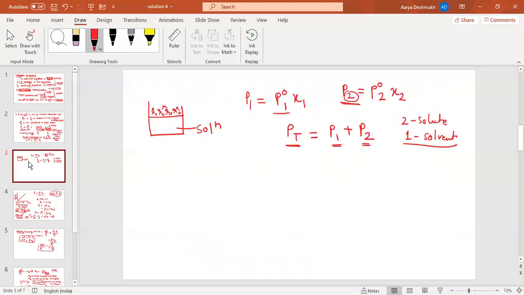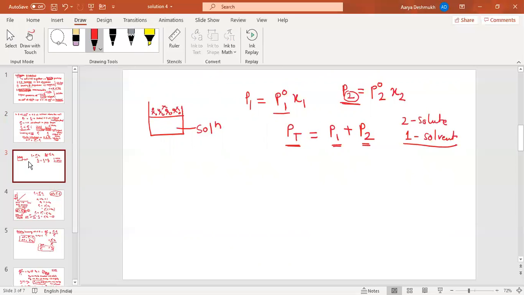When a non-volatile solute is added or dissolved in a solvent, some of the surface molecules of the solvent are replaced. If you denote the cross as solute molecules and the circle as solvent molecules, then when you add solvent and solute together, there is a decrease in the vapor pressure. So what is the actual reason for this?